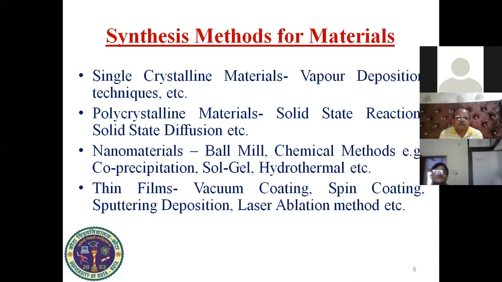Thin films can be prepared with thickness on the order of micrometers or nanometers. These thin films can be deposited by the vacuum coating method, spin coating method, and sputtering deposition method, and nowadays the most common technique used to deposit thin films is the laser ablation method.